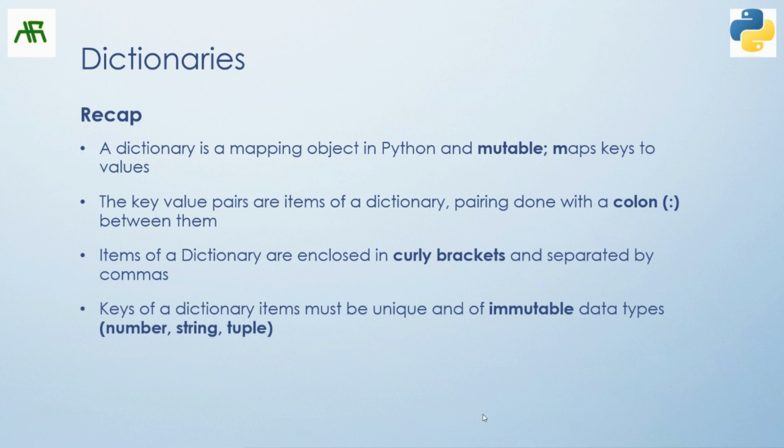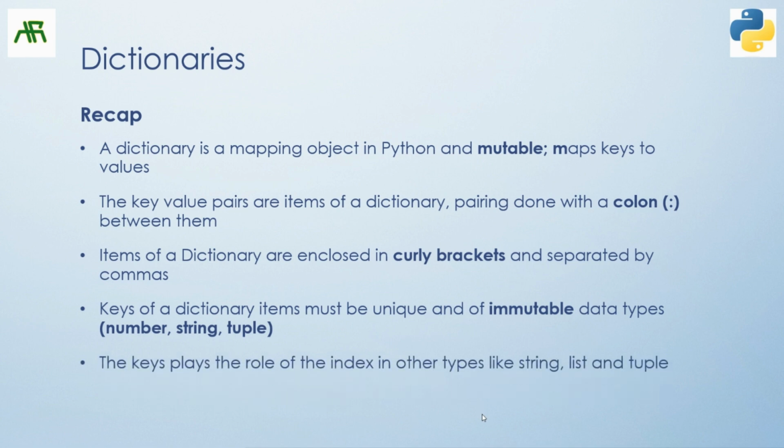Keys of dictionary items must be unique and of immutable data types. Though the dictionary as such is mutable, the keys should be of immutable types like number, string, and tuple. The keys play the role of index in other types like string, list, and tuple. Index is for string, list, and tuple, whereas keys are for dictionaries.